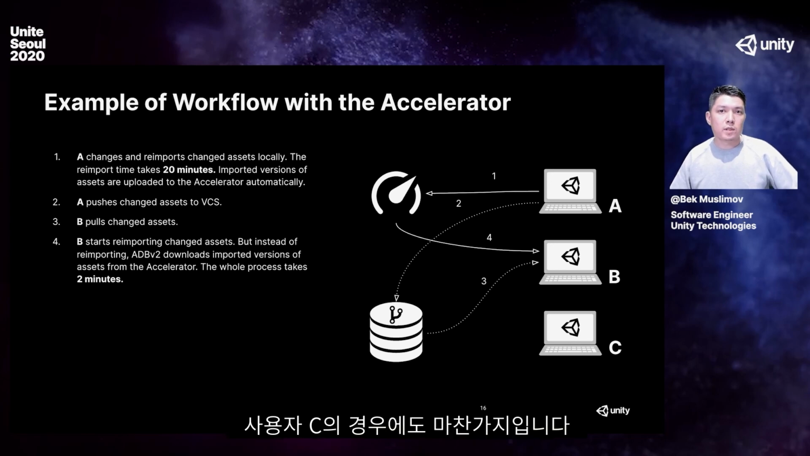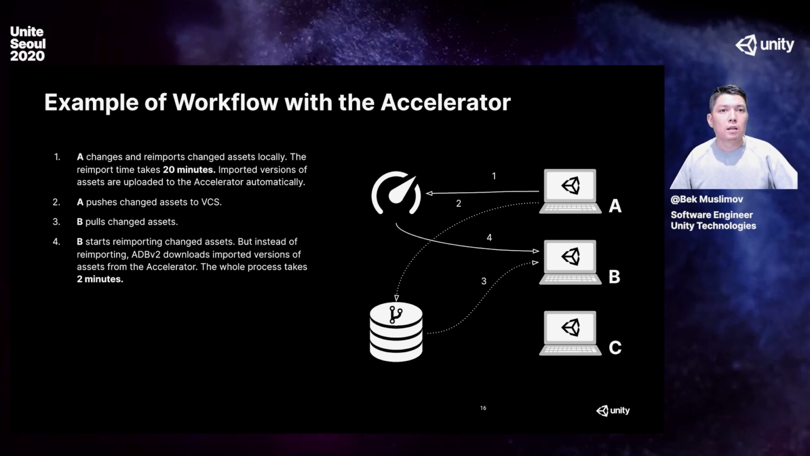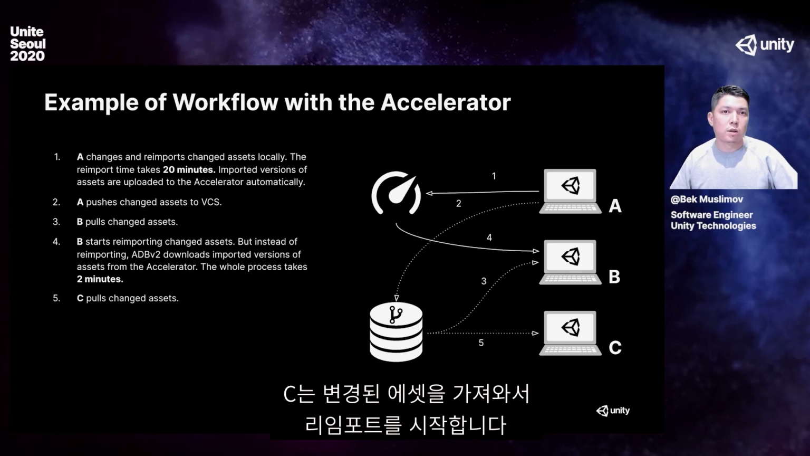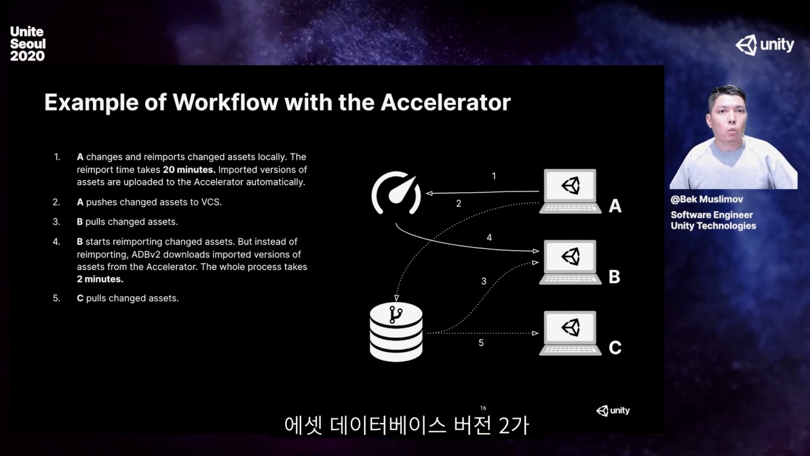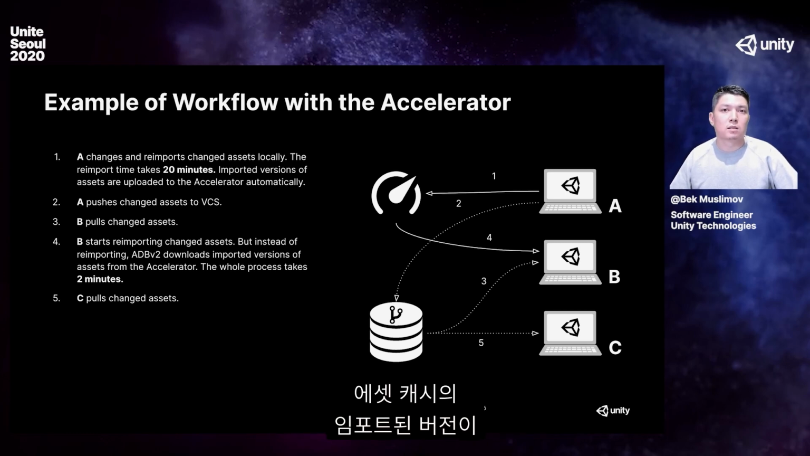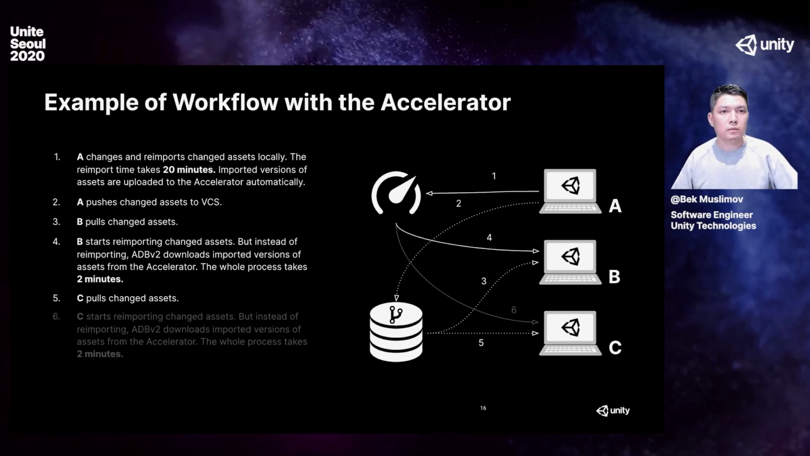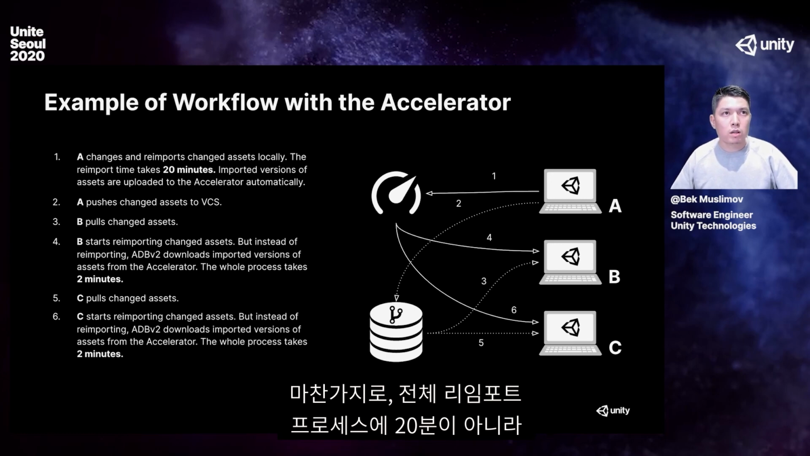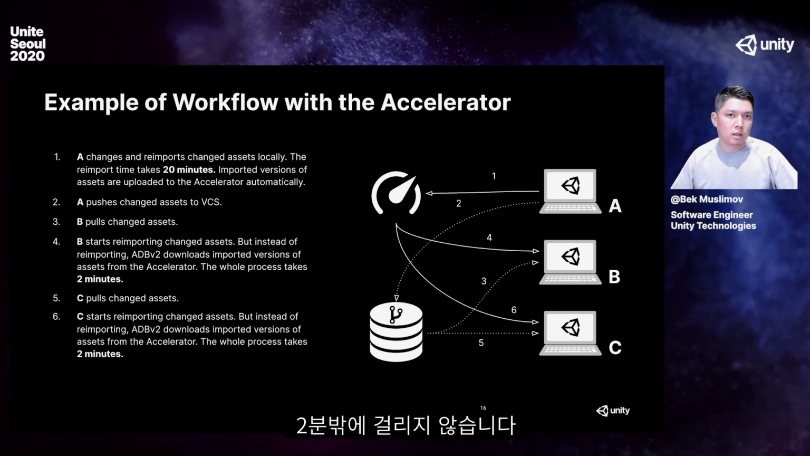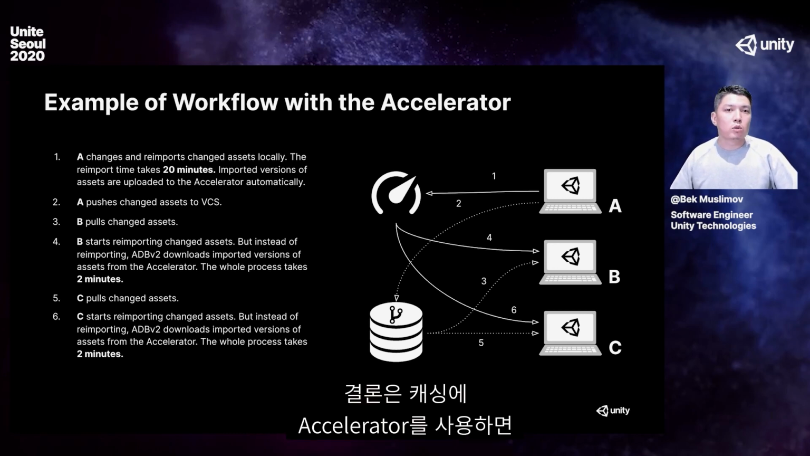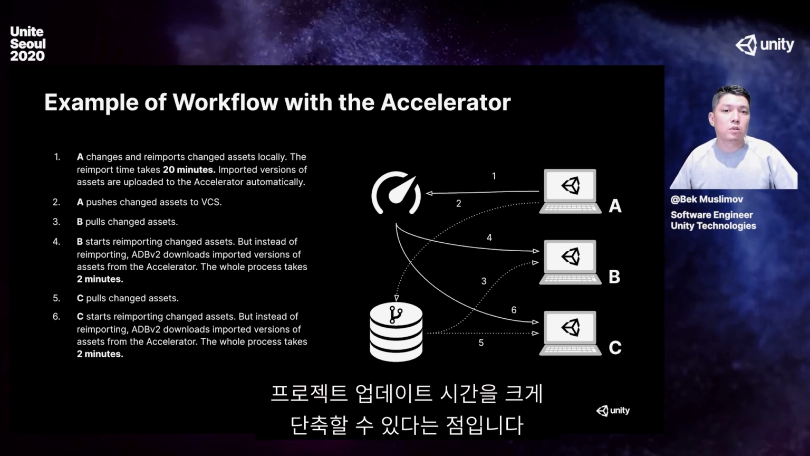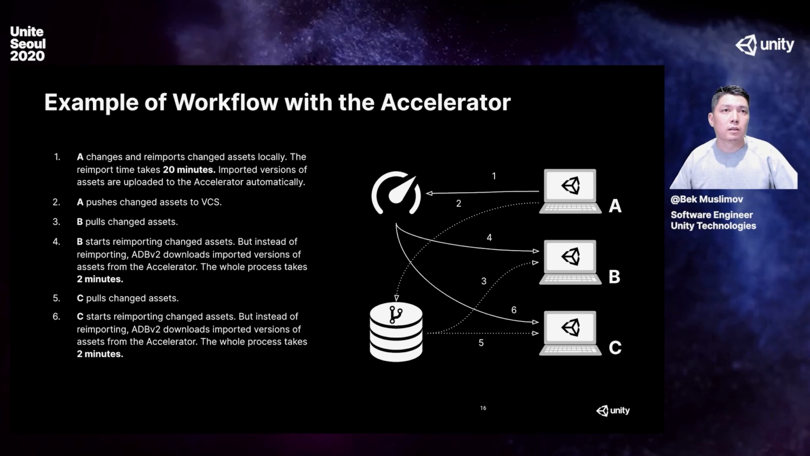The same situation happens with user C. He gets the changed assets and starts reimporting them. Asset Database version 2 detects that the imported version of the assets cache exists in the accelerator and just downloads them. And again, the whole reimport process takes only 2 minutes instead of 20 minutes originally. The conclusion is using the accelerator for caching helps to reduce project update time significantly.